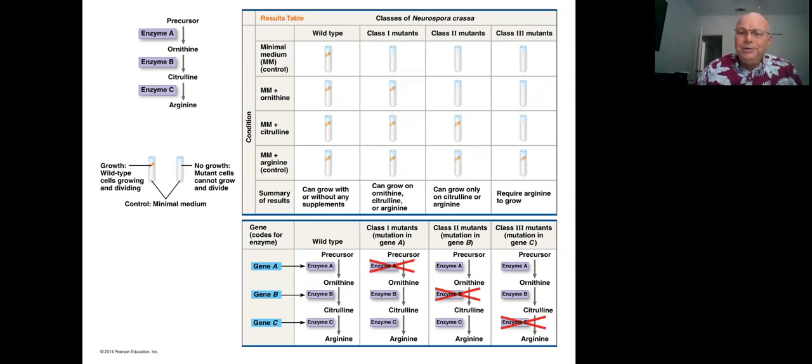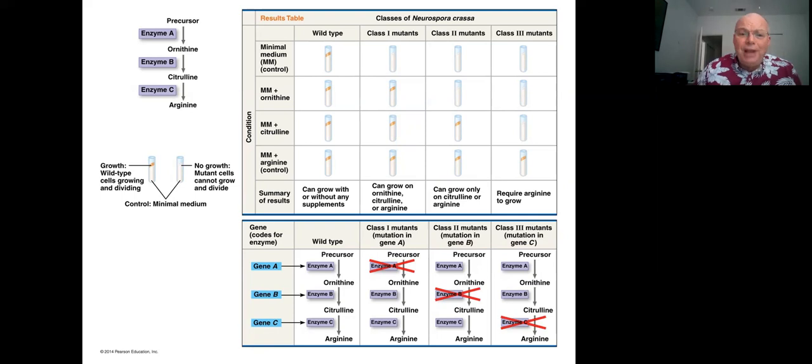The third class of mutant, the class 3 mutants, would only grow in the presence of arginine. It didn't matter if you gave it ornithine, it didn't matter if you gave it citrulline, it would only grow if you gave it arginine. And so Beadle and Tatum assigned that fault to enzyme C, the enzyme involved in converting citrulline to arginine, because that was where the problem obviously lay. It simply could not convert citrulline to arginine.